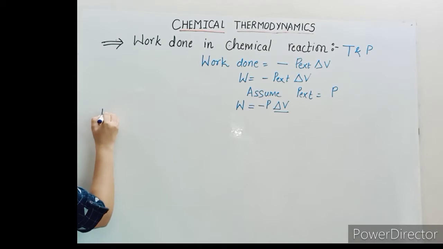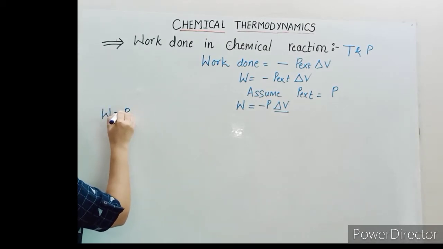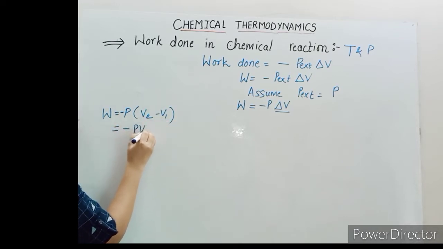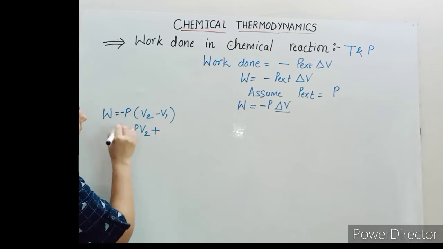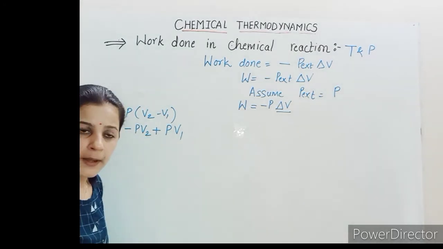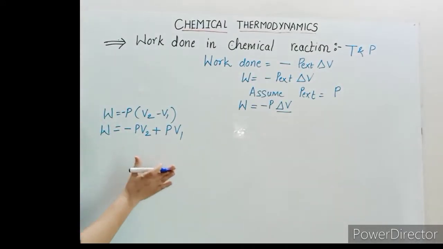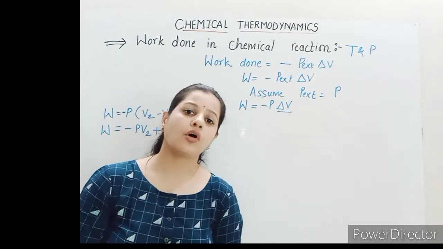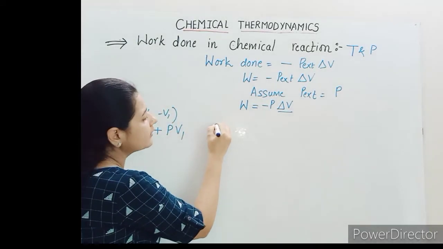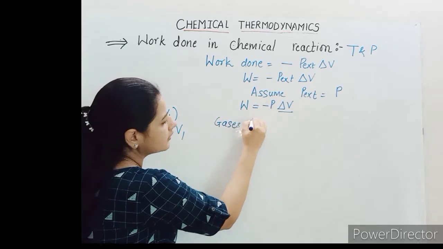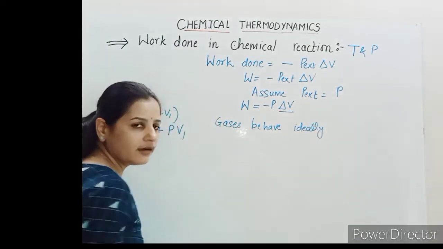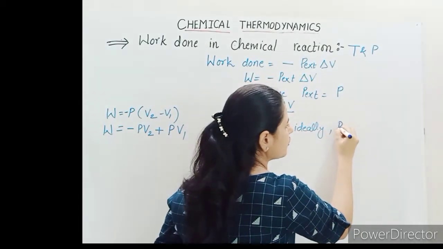So I can write W is equals to minus P into V2 minus V1, which can further be simplified as minus PV2, minus will become plus P into V1. So W can be written as minus PV2 plus P into V1. Now again, the chemical reaction which is carried out, or the system which is doing the work, is suppose the gaseous system. And if we assume that the gases behave ideally.